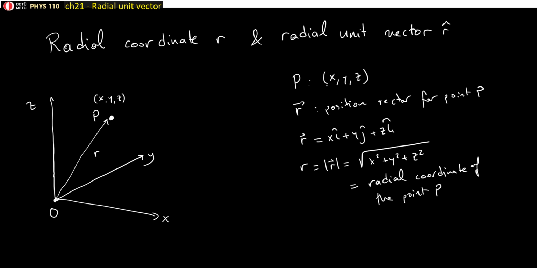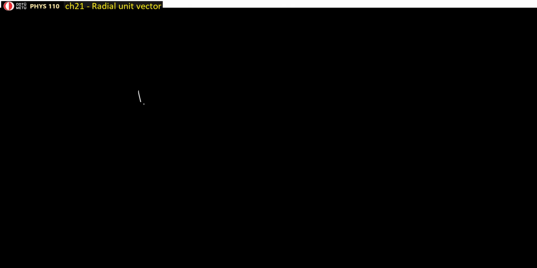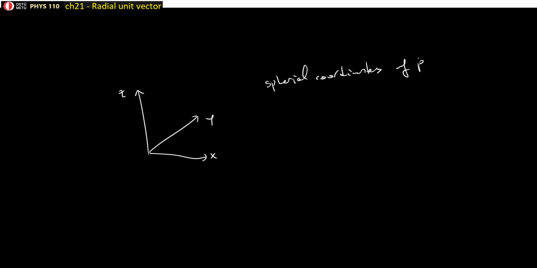So these x, y, z are the Cartesian coordinates of the point P, but there are also other kinds of coordinates that we use to describe the same point, and these are not Cartesian coordinates. The radial coordinate is one. Later in physics, you are going to see, for example, things called spherical coordinates. I'll just draw it in here as an example. So spherical coordinates of point P, for example. In that case, we use that distance and two angles to describe the location of the point.